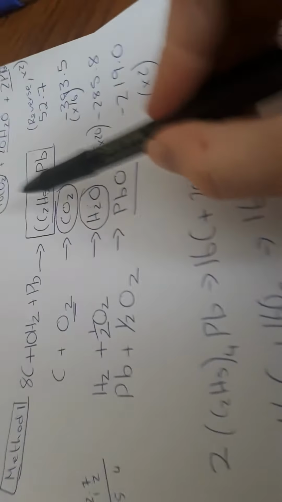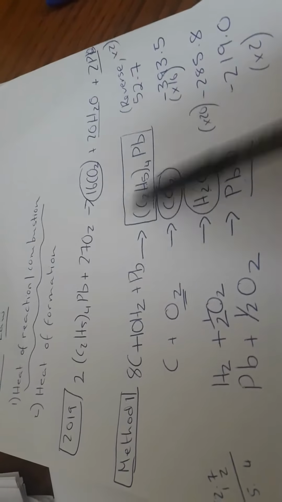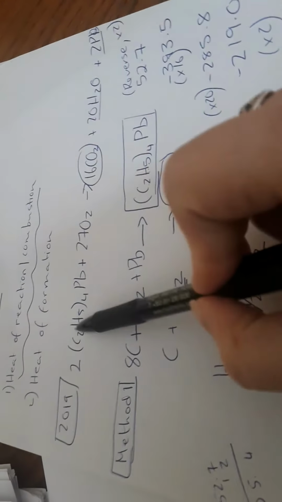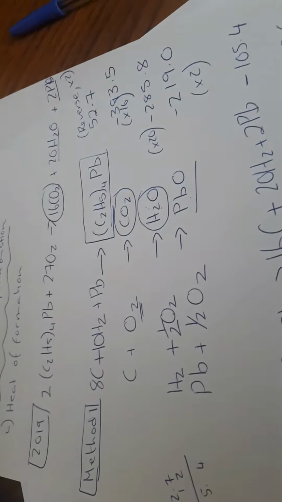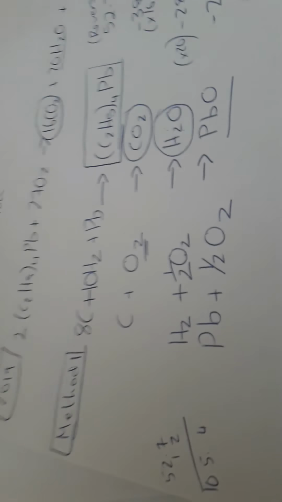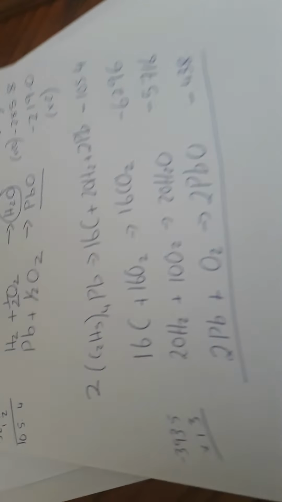So we only change the sign if we change where it goes. Okay, so if we look here, if I want to end up with this on my left hand side, it's on my right hand side, I have to reverse the equation. When you reverse, you always change the sides.